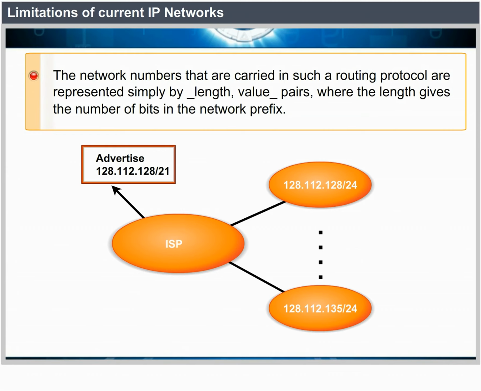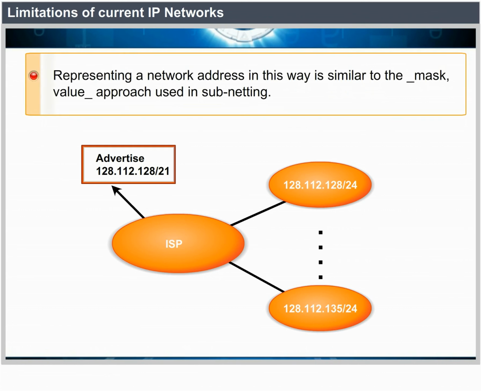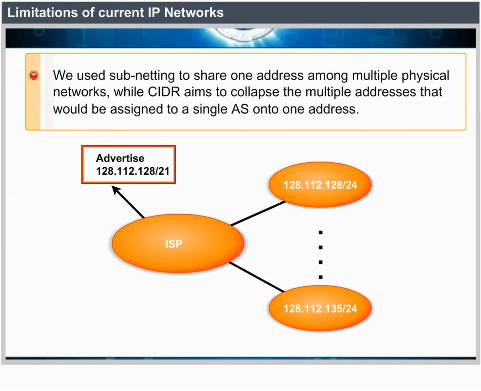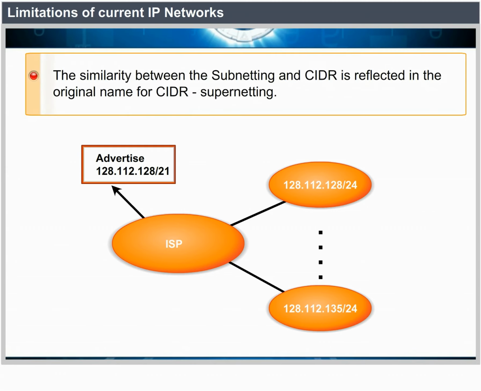Representing a network address in this way is similar to the mask, value approach used in subnetting. We use subnetting to share one address among multiple physical networks, while CIDR aims to collapse the multiple addresses that would be assigned to a single AS onto one address. The similarity between subnetting and CIDR is reflected in the original name for CIDR: supernetting.